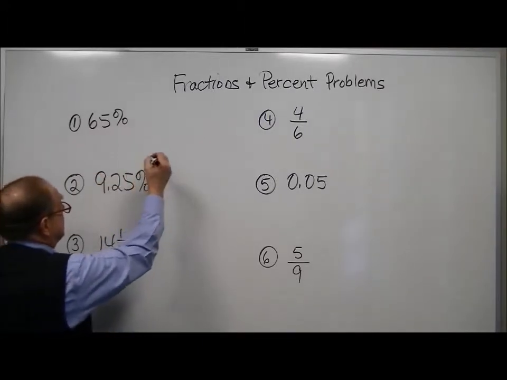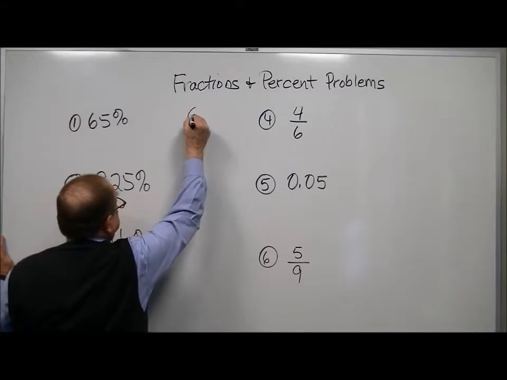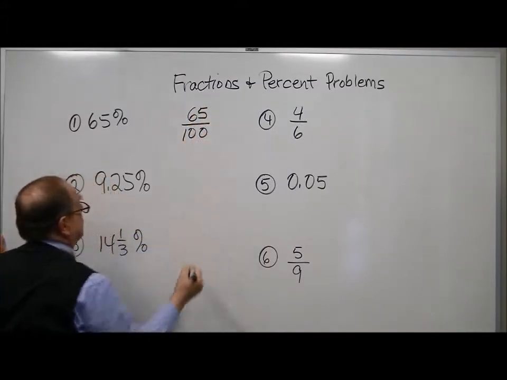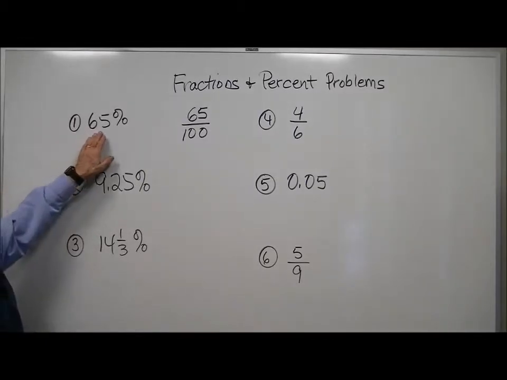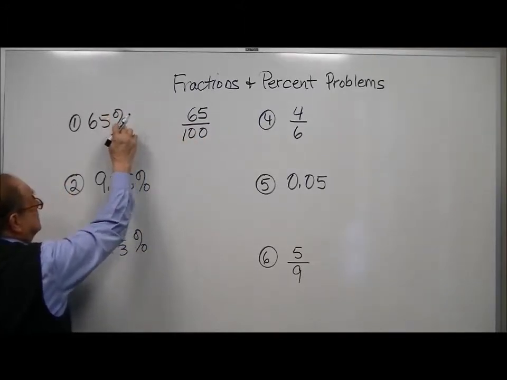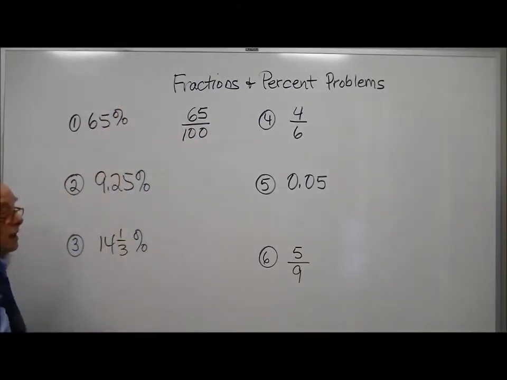So we can think of this as 65 over 100. The percent sign, the two zeros, a 1 and 0 there and 1 0 there, and there's the 1. I don't know if that's really true, but it can be useful.